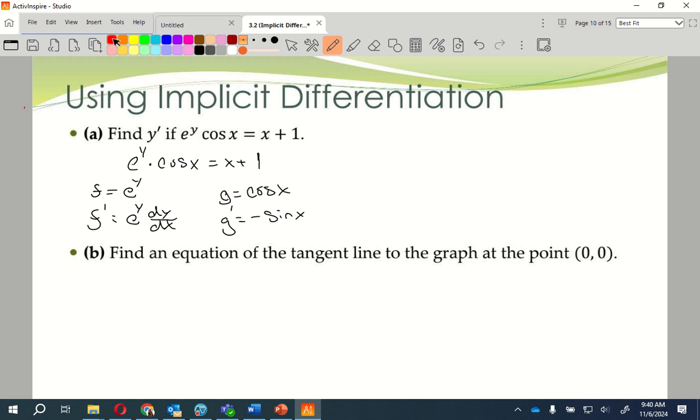So now I'm going to put that all together, my product rule. f prime g, so that is going to be e to the y dy dx times g, which is cosine x, plus g prime, which is negative sine x, times f, which is e to the y, equals the right side of this, which is going to equal what?